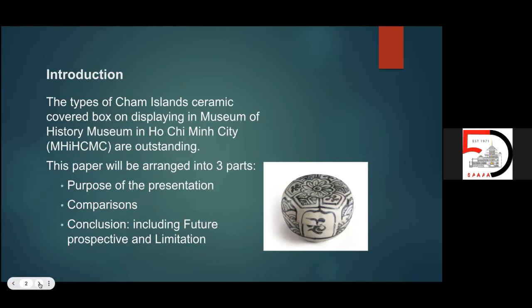There are about 1,146 cover boxes, all of which have been classified regardless of their size and decoration. This paper has three parts: purpose of this study, comparisons, and conclusion, including future prospects and limitations.